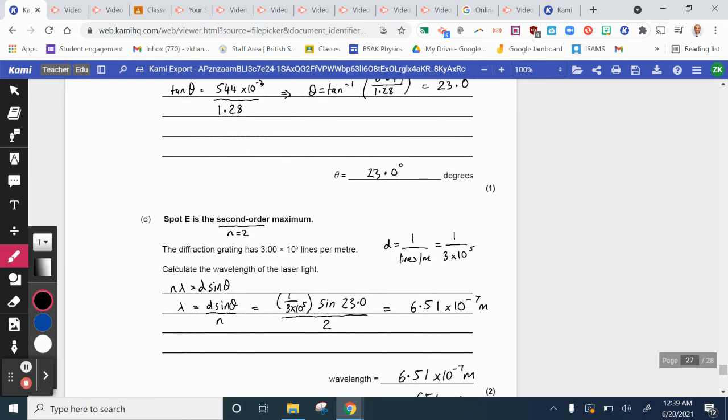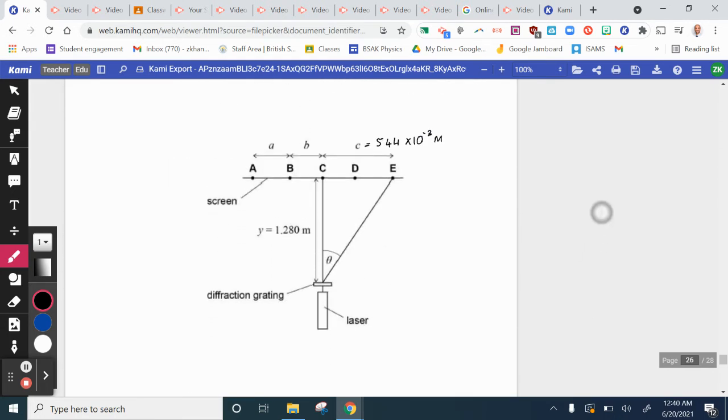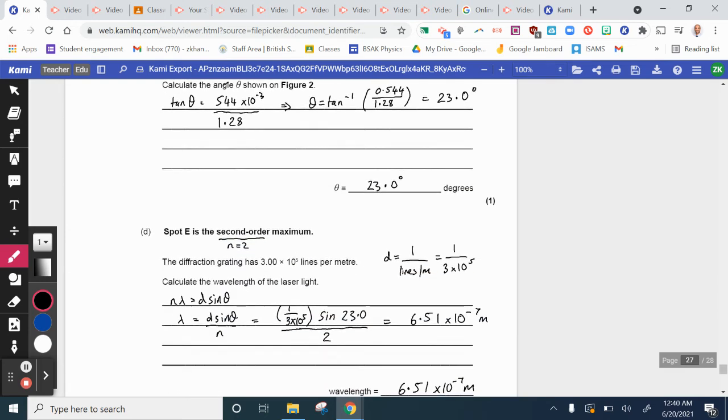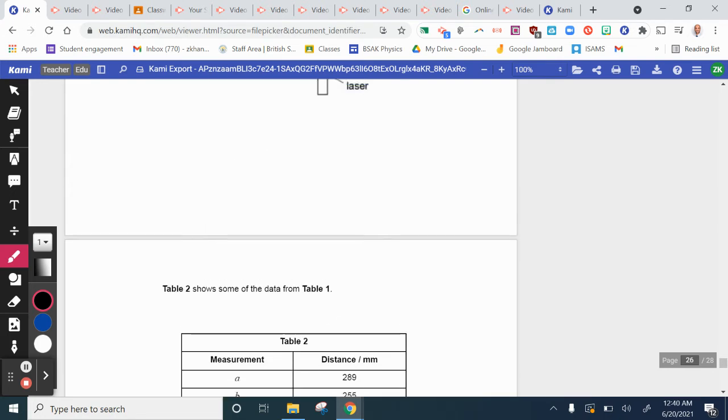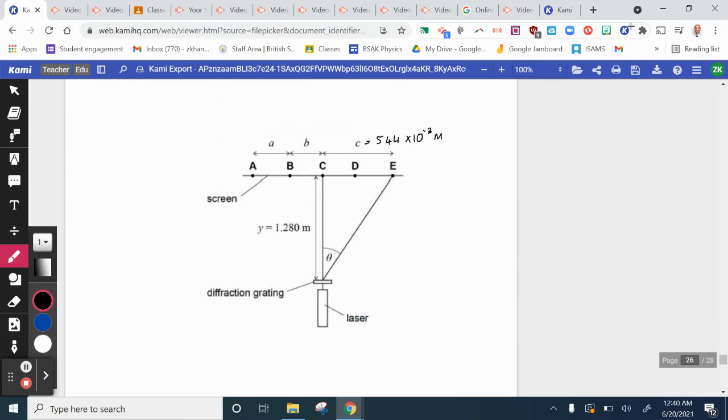Next part of the question, it says spot E is the second order maximum, n equals 2. The diffraction grating has 3 times 10 to the 5 lines per meter. Calculate the wavelength. So we know that this is an interference experiment, and for constructive interference, what these spots represent, bright regions, n lambda is equal to d sine theta. So we have n, which is a second order maximum, n equals 2. So that is this point here, or that point there.